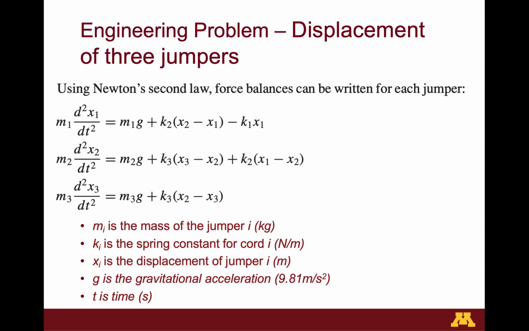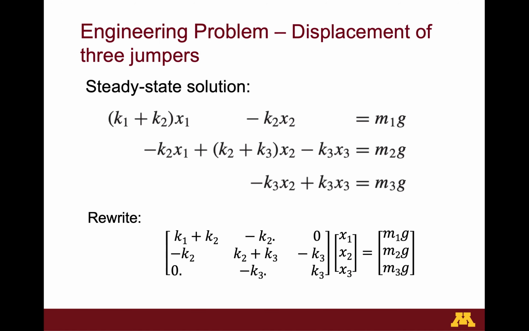In Newton's second law, force balances can be rewritten for each jumper, and we get these following 3 equations, where M1, M2, M3 are the mass of the jumper, and K1, K2, K3 are the spring constant for cords, and X1, X2, X3 are the displacement of jumpers, which are our unknown values. And we can come up with a steady state solution where x1, x2, and x3 are the unknowns, and we already know k1, k2, k3, and m1, m2, m3, and g from the previous slide. So we can rewrite the equation set to this matrix format.